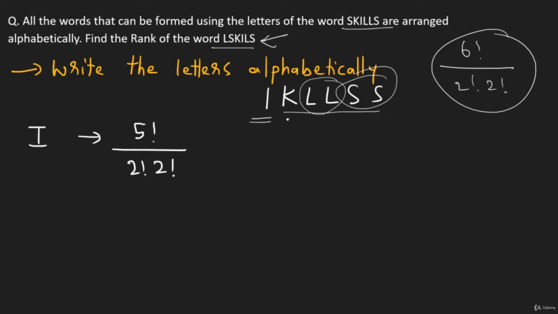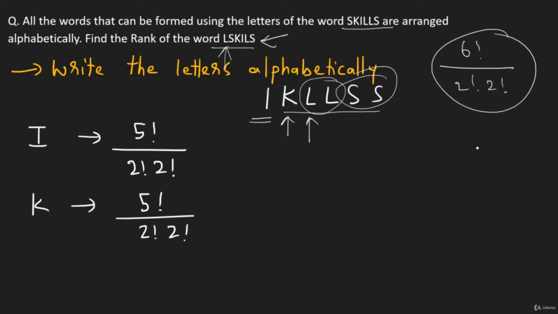Similarly, the next set of words will start with K, right? After the words that start with I are over. Now, how many words can you form that start with K? Again, it's 5 letters, of which 2 are of one type and 2 are of one type. So you can form 5 factorial by 2 factorial into 2 factorial words that start with K. Now, after that, we go to L, right? And over here, L is what we want in the given word.